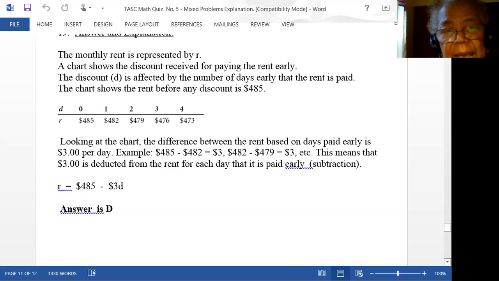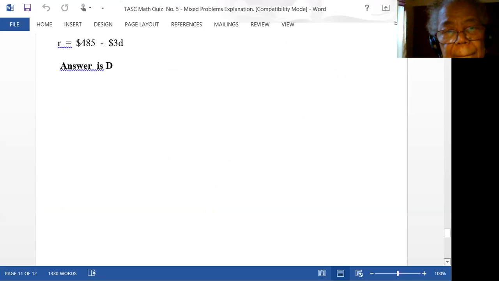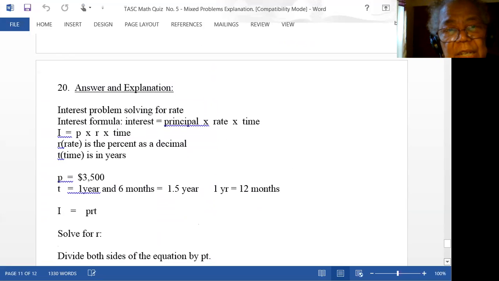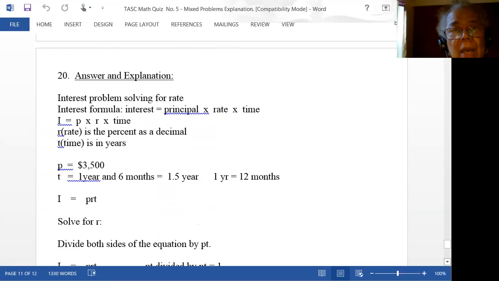Okay, let's go to the next problem. Next problem is number 20. That's an interest problem. Interest equals principal times rate times the time. And the rate is the percent as a decimal. The time is in years. Now the principal is $3,500. The time should be in years, so 1 year and 6 months. 6 months is what? 12 months is 1 year, so 6 months is 1/2 of a year.